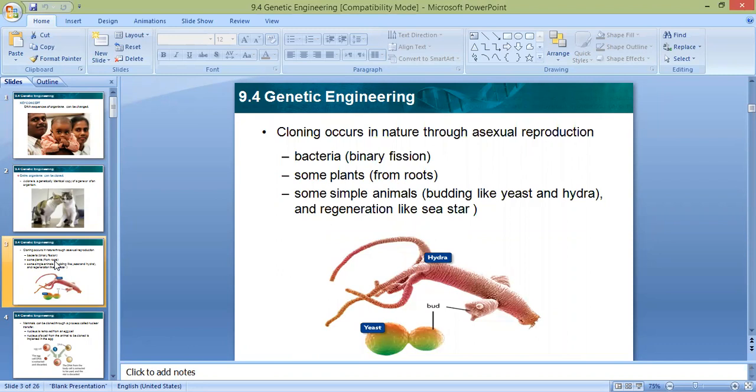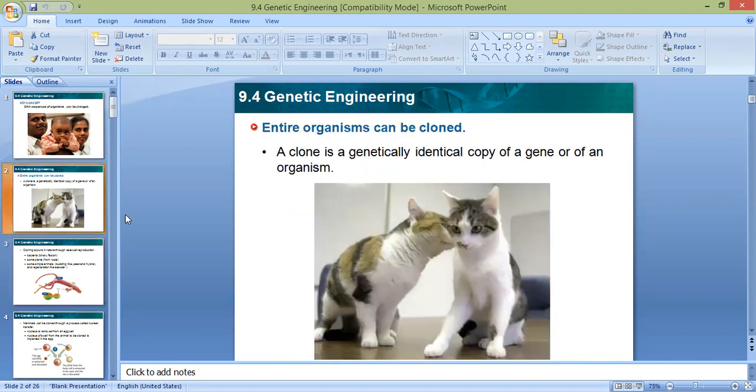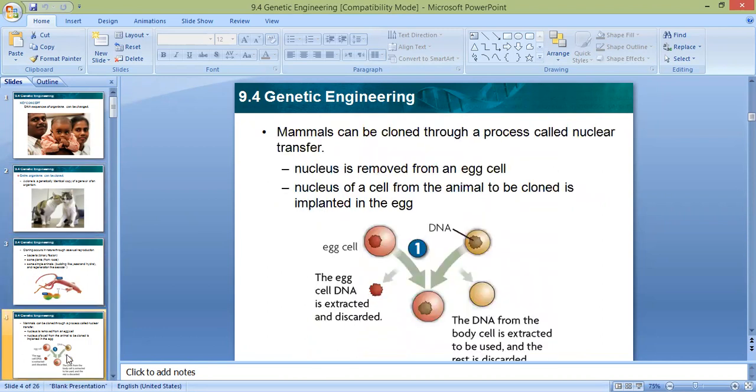Cloning occurs in nature through asexual reproduction. And what is the meaning of cloning? A clone is a genetically identical copy of a gene or of an organism. Cloning cannot happen naturally in mammals.